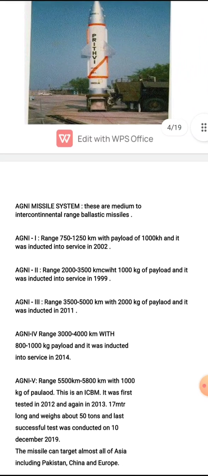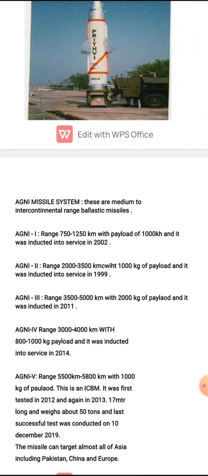Talking about the second, Agni missile. Agni missile ranges from medium range to intercontinental ballistic missile, which means from around 1000 to 3000 kilometers up to the range of 5800 kilometers. So this missile has variations in its ranges. Agni 1 has a range of 750 to 1250 kilometers. It can carry the payload of 1000 kg and was inducted in service in 2002. Agni 2 has a range of 2000 to 3500 kilometers. It can carry 1000 kg of payload and was inducted in service in 1999.